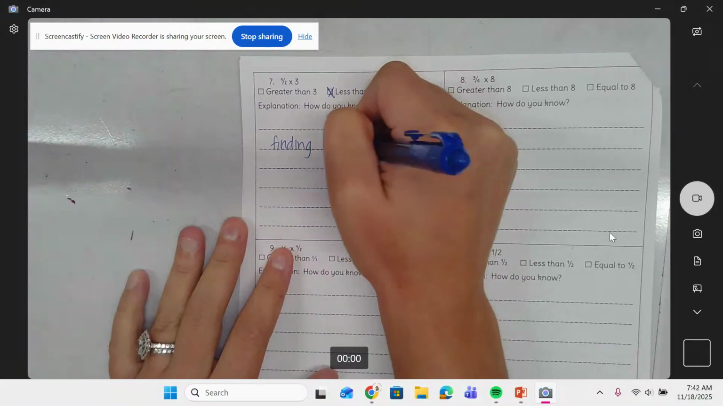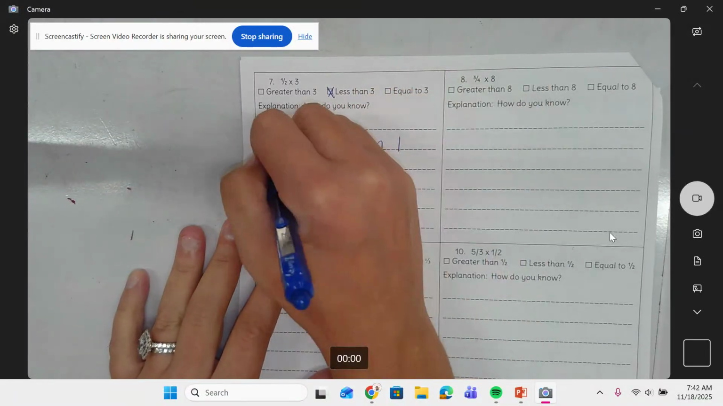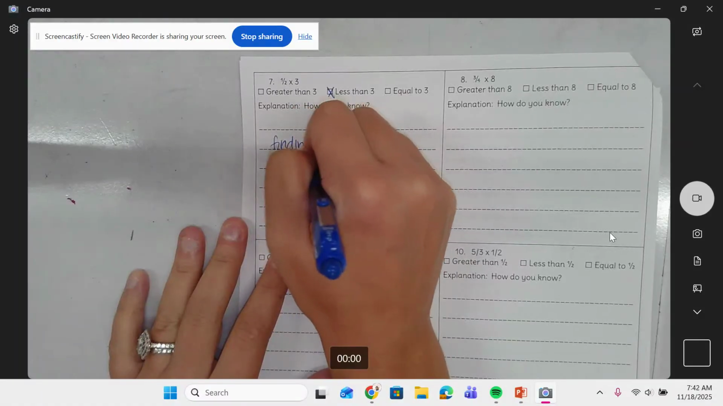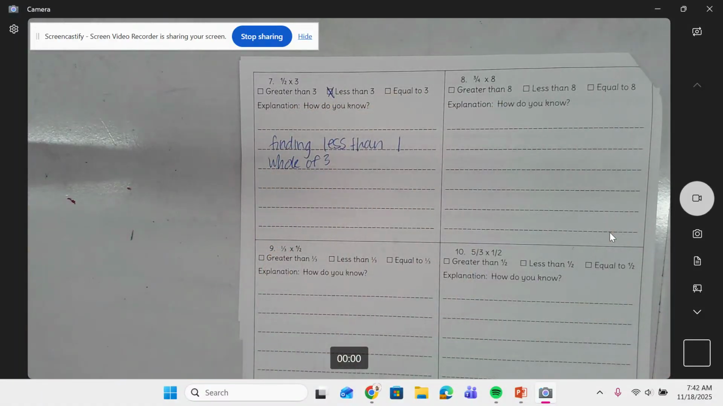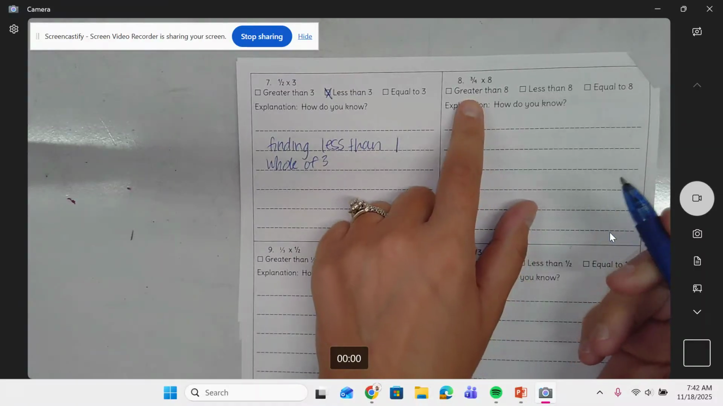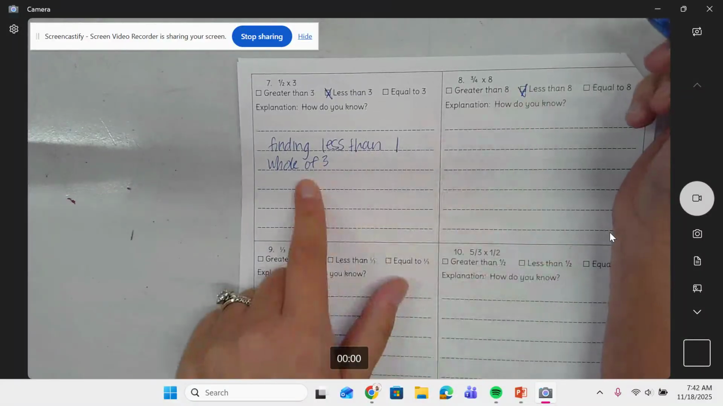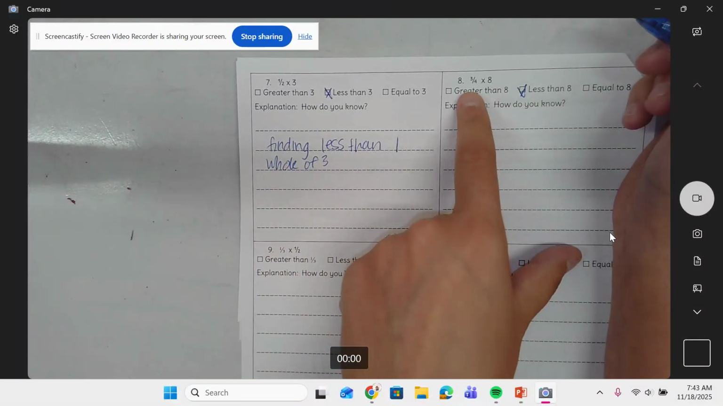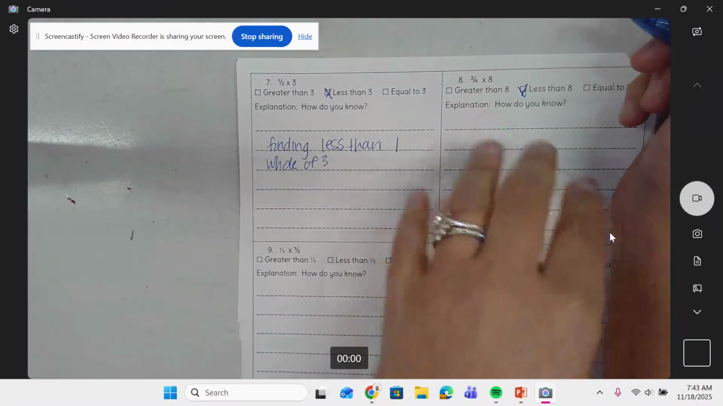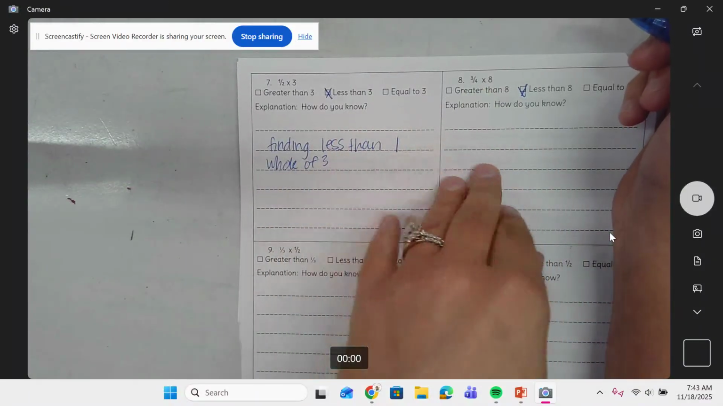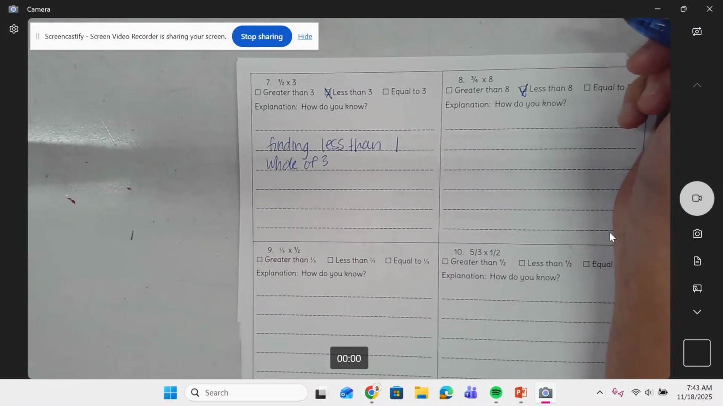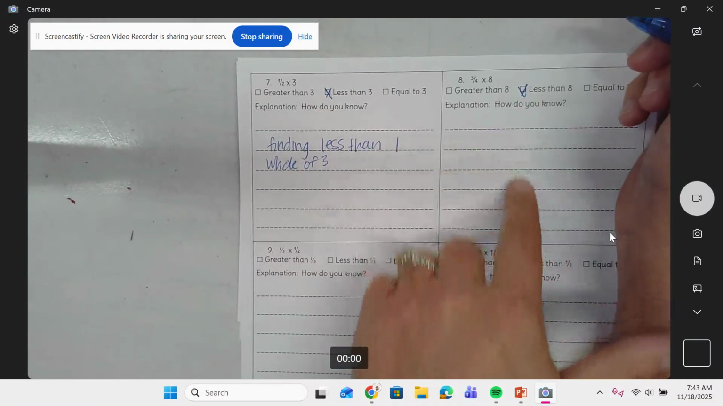Less than 1/2 of 3. Meaning we're finding less than that. If you did the same thinking for number 8, you're looking for 3/4 of 8, it's going to have to be less than 8 with the same logic. I am multiplying it by something less than 1/2. I didn't have to solve these to get my answer or my explanation. I'm using what I know about fractions. I'm using my fraction understanding to explain that.